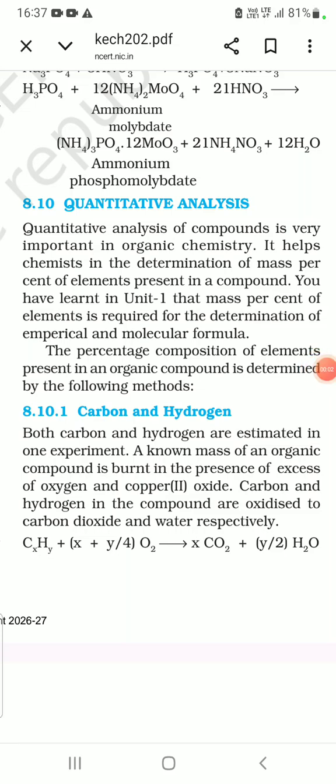Quantitative analysis, and in this first we have carbon and hydrogen. Both of them are estimated in one experiment. A known mass of organic compound is burned in the presence of excess of oxygen and copper 2 oxide. Carbon and hydrogen in the compound are oxidized to CO2 and water.